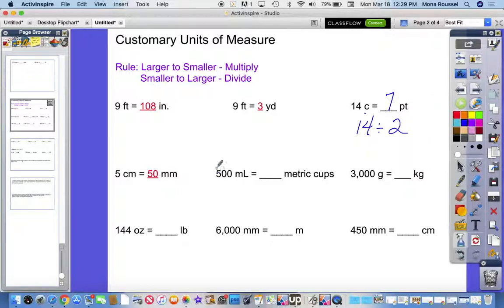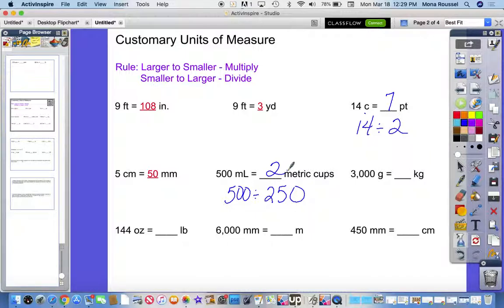If we look at this one here, 500 milliliters equals blank metric cups. If we're converting from milliliters to metric cups, we have to figure out which one's larger. Metric cups are larger than milliliters, so we're again converting from a smaller unit of measure to a larger unit of measure. By rule up here, that means we are going to divide. We divide 500 by, if we look at our chart, there are 250 milliliters in a metric cup, so we're going to divide by 250. 500 divided by 250 would be 2.